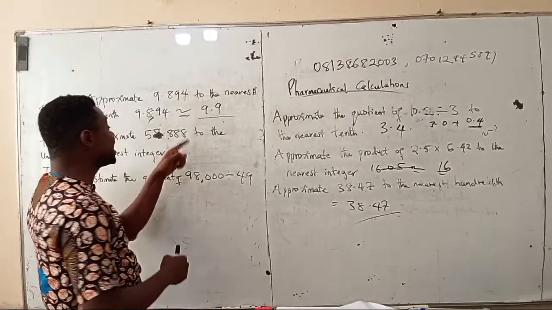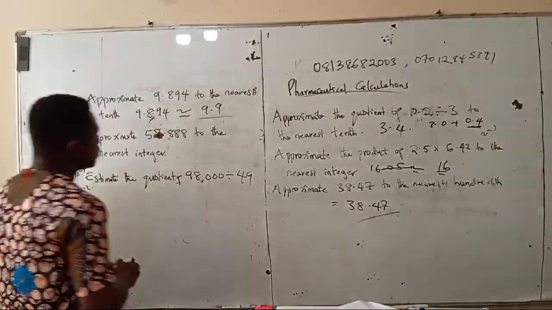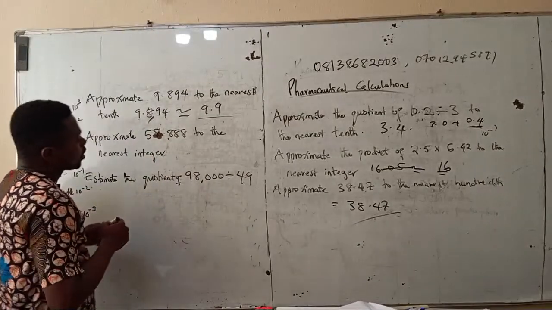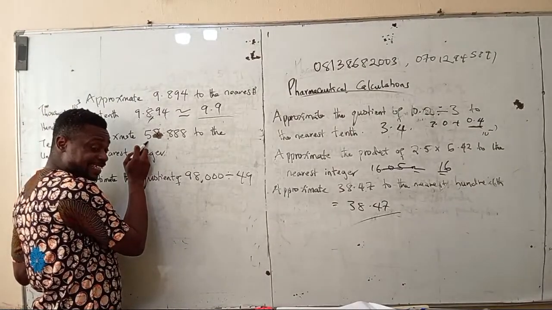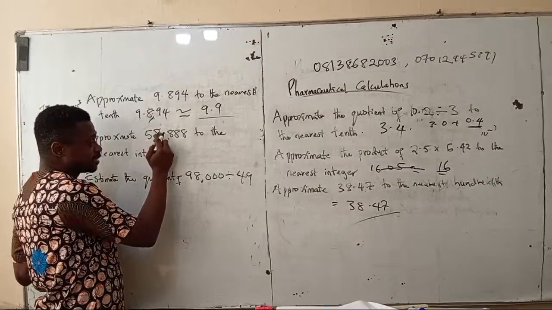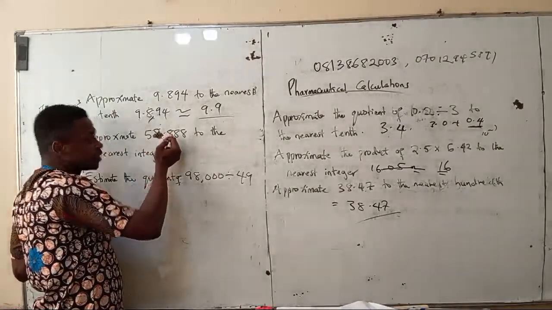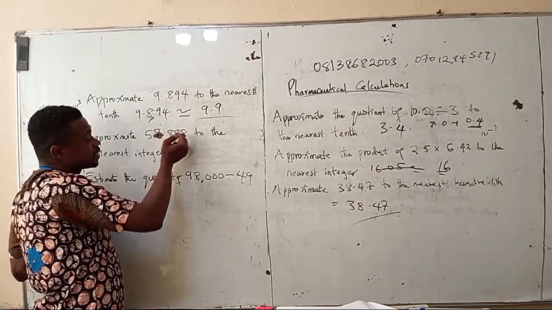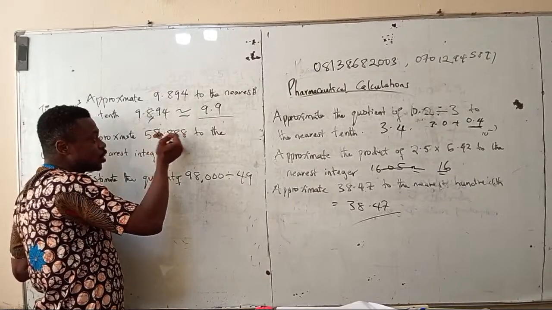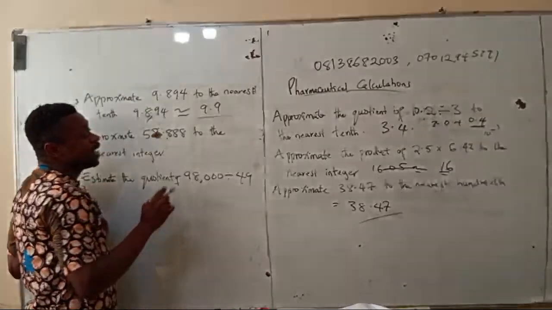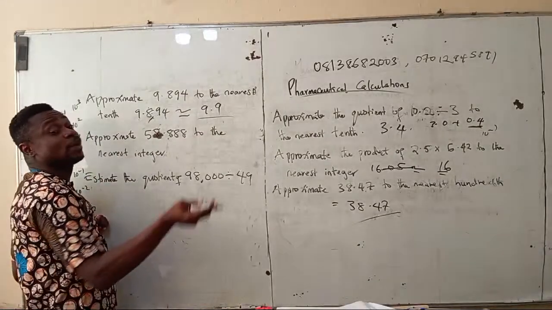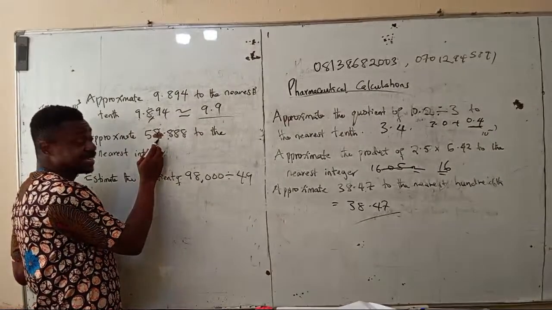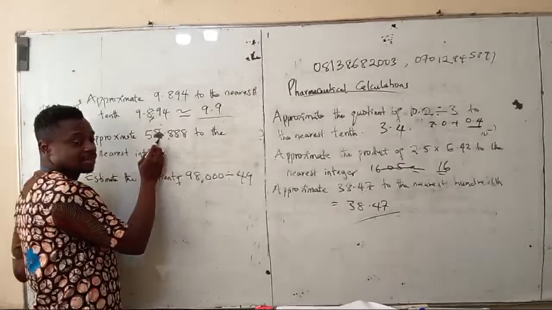Round 58.888 to the nearest integer. Now let's go. Basically, this is 5, this is 50, this is 10, this is the unit, then the decimal point, tenth, hundredth, thousandth. We are told to leave it to the nearest integer. So whatever we are moving should stop here.